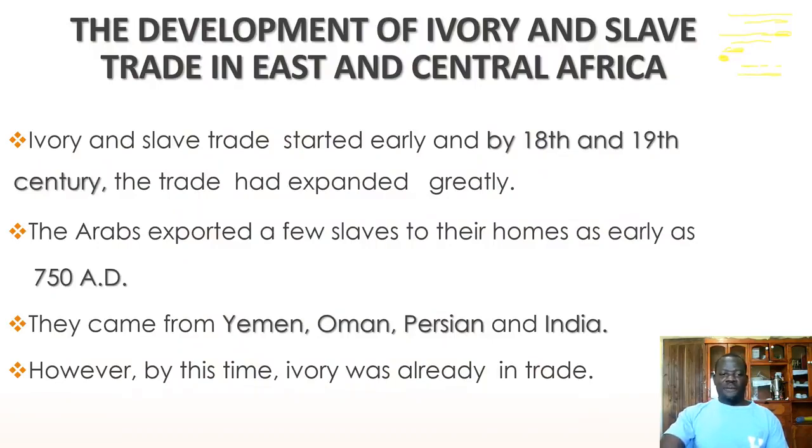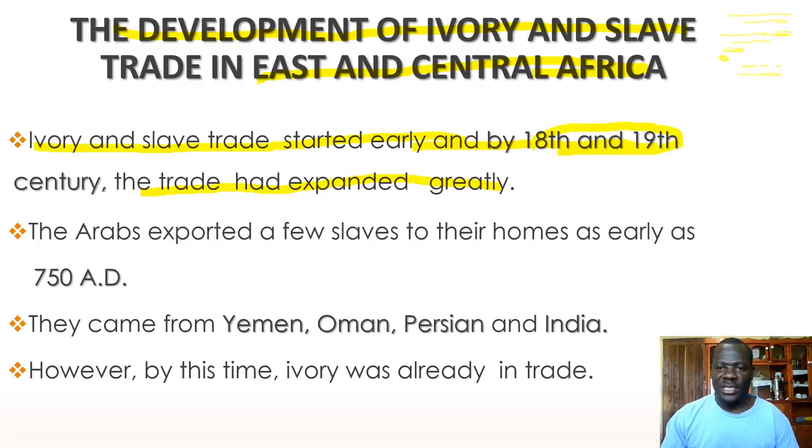So to begin with this topic, let us look at the development of ivory and slave trade in East and Central Africa. So ivory and slave trade started early by the 18th and the 19th century, and the trade expanded greatly. So this ivory trade, by this time, expanded so well, that is the 18th and the 19th century. So the Arabs were exporting slaves. They were the ones who started this trade way back, that is by 750 AD. They were exporting slaves to their homes, as early as 750 AD.